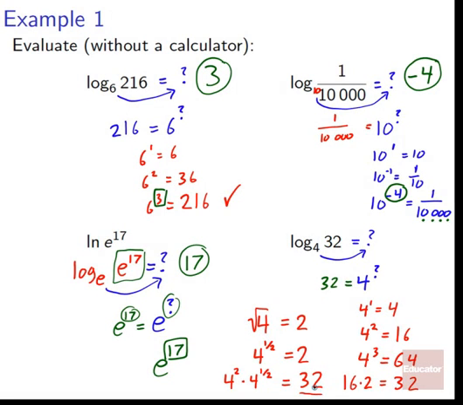32. So now we just need to combine those. 4 to the 2 times 4 to the 1/2 is just another way of saying 4 to the 4 over 2 times 4 to the 1/2. We can add them, they're on a common base, so 4 to the 5 halves. So the answer for this, the number that we have to raise 4 to get 32, is 5 halves.